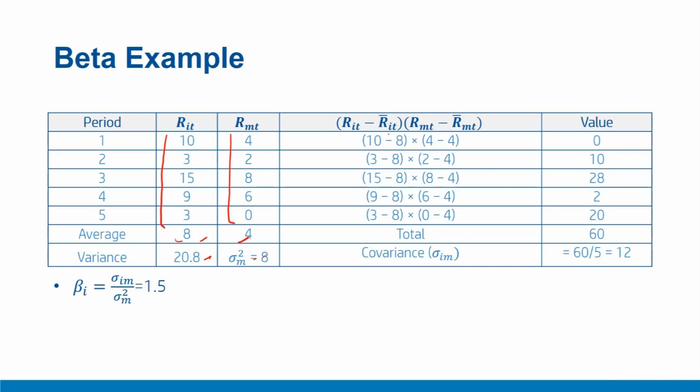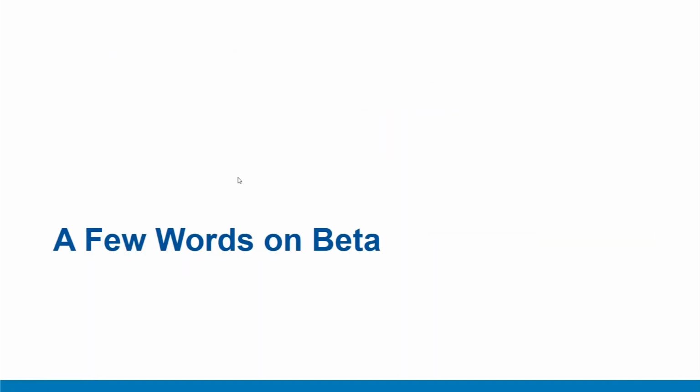We can also compute the covariance with this expression, RIt minus RIt bar times RMt minus RMt bar, for which the values are computed here. And we can see the summation is 60. When we divide it by 5, we average it out to get the covariance number sigma im, which is 12. Now the beta is nothing but the ratio of this 12 divided by 8. So 12 upon 8, 1.5. This is my beta for the returns that are given here. So this is how we compute beta for any security where returns for the security and returns on the market are given to us.